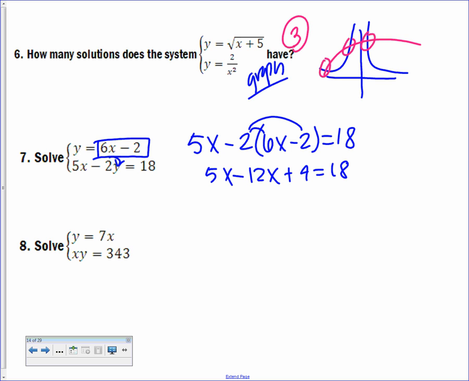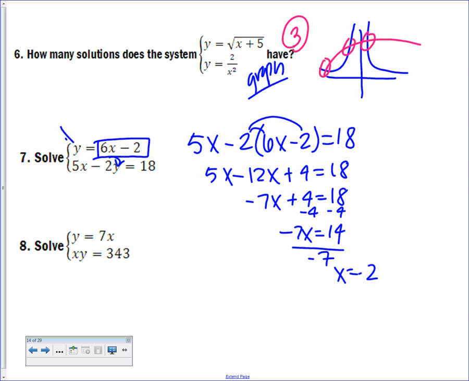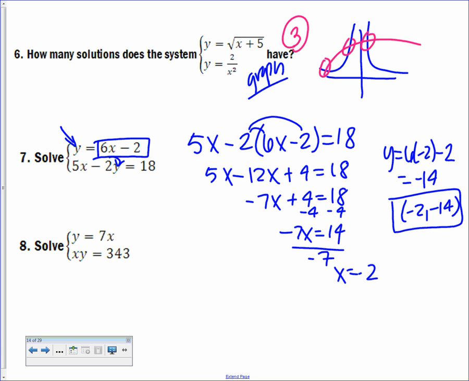I'm just going to warn you right now, watch your negatives. -2 times -2 is a positive 4. Okay, 5x minus 12x is -7x plus 4 equals 18. Then subtract 4, -7x equals 14. Divide by -7, x equals -2. Again, please, please, please watch your negatives. Okay, now answers are ordered pairs. So to find the y coordinate, I'm going to plug it back into this very first equation over here. So I'll have y equals 6 times -2 minus 2, which will be -14. So my final answer is -2, -14. Okay, ordered pairs.